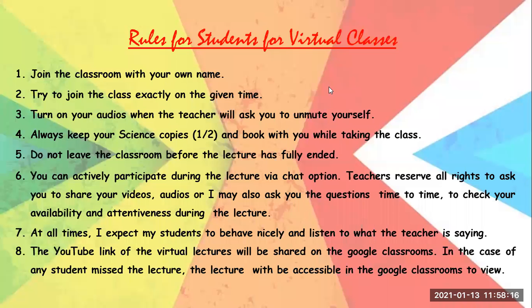So here are some of the rules in front of you that we have discussed as well. So let's have a review of it. Join the class with your own name. Okay, you have to join the class with your proper name and try to join the class exactly on the time given. Turn on your audios when the teacher will ask you to unmute yourself. It means now you are mute, but I can give you the access anytime to unmute yourself. So when I give you the access, you can unmute yourself.